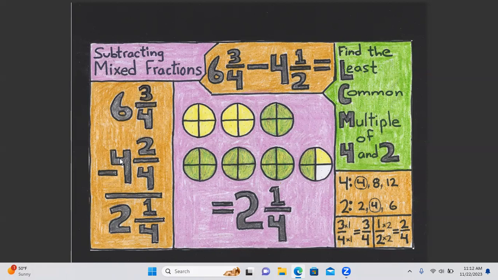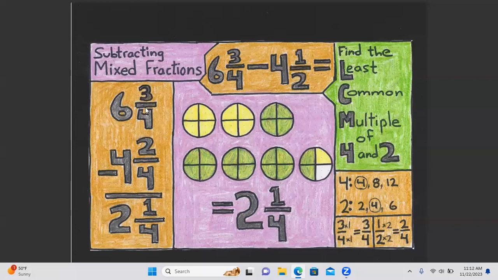Now we're going to take away 4 2/4 instead of taking away 4 1/2. Mind you, they are the same fraction, okay? They have an equal ratio with them. So we're going to use 4 2/4 so we can have the same denominator to make our problem easier to work out. Now we can introduce 6 and 4.